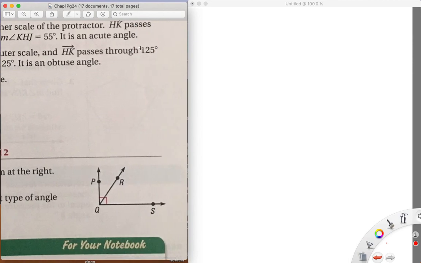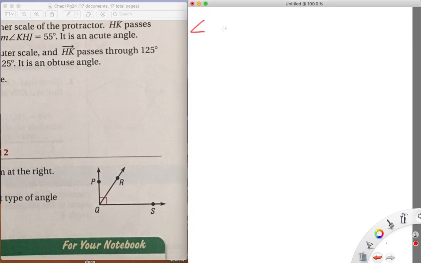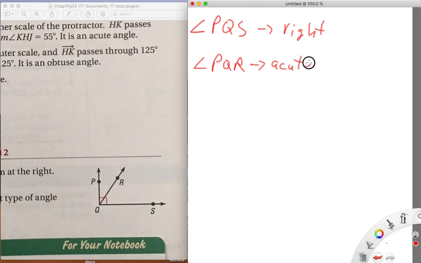I see 3 angles in here. 1, 2, 3. So we have angle PQS, right? And that's a right angle. We have angle PQR, and that's an acute. And we have angle RQS, and that is also an acute angle.